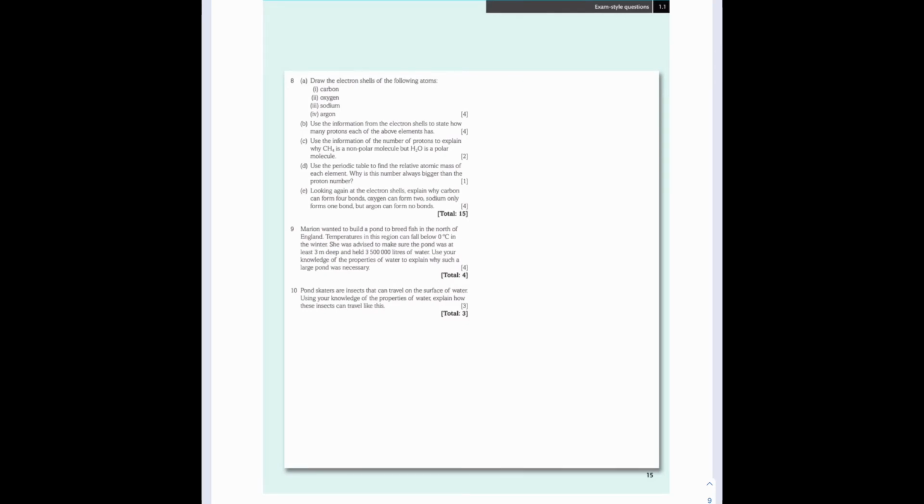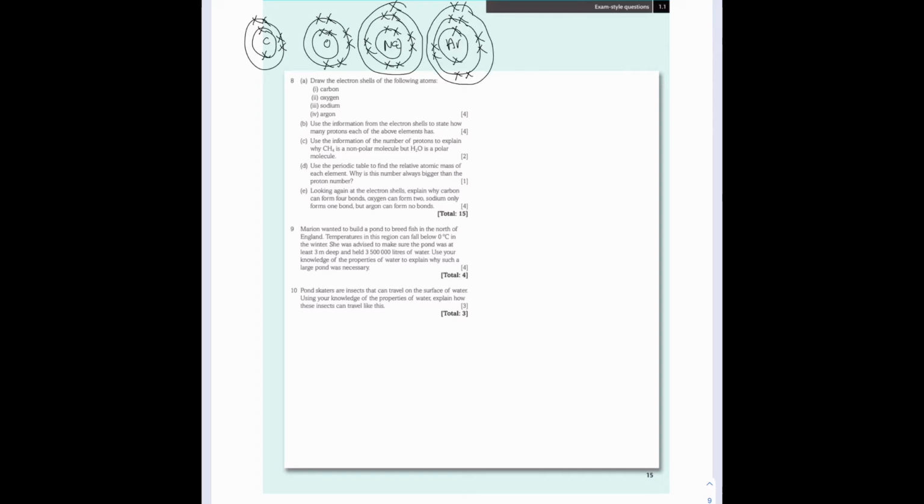Okay, question 8. Draw the electron shells of the following atoms. Okay, that's GCSE. So if we just do it, carbon has 1, 2, 3, 4, 5, 6. Oxygen has 1, 2, 3, 4, 5, 6, 7, 8. Sodium has 1, 2, 3, 4, 5, 6, 7, 8, 9, 10, 11. Argon is in group 8 and has 1, 2, 3 up to 18.